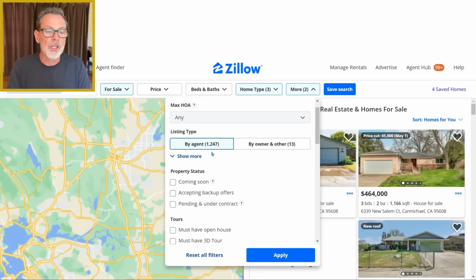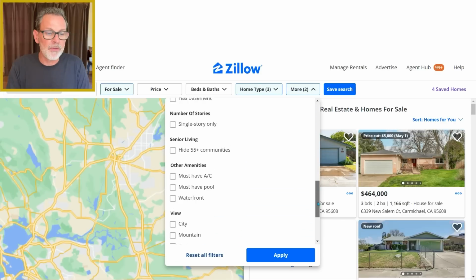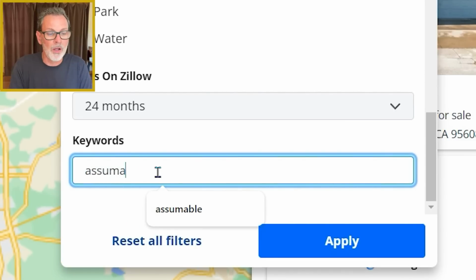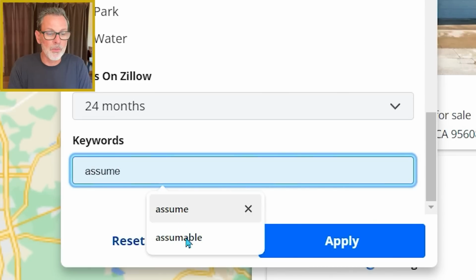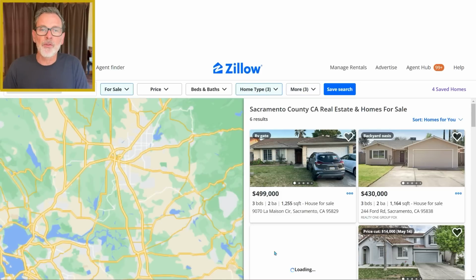So there's 1,247 houses for sale by agents in Sacramento County, which is approximately 1 million people. Only 13 for sale by owner. In any case, go down here. You want to keep this very, very broad, but go all the way to the bottom here and just type in Assumable. You also can type in Assume as well, but I am typing in Assumable, and then you hit Apply. So when you do that, it's going to search for the MLS or the for sale listing description. If the term Assumable is in that description, you'll see the house for sale.